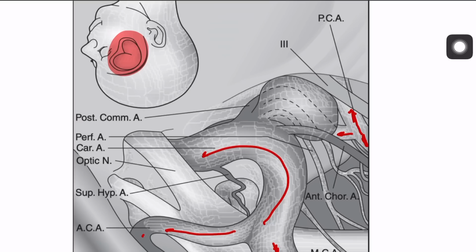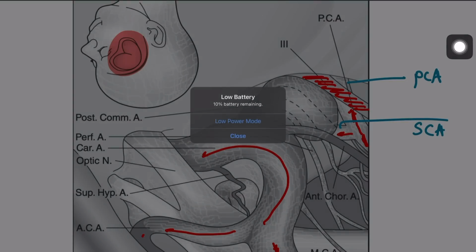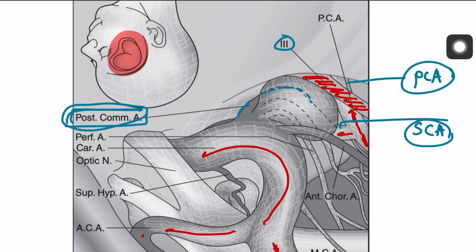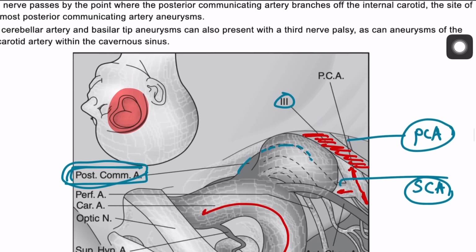So the oculomotor nerve is this one. It lies between two arteries: one above, which is the posterior cerebral artery, and one below it, which is the superior cerebellar artery. This is the PCOM, or the posterior communicating artery. It lies in there, as you can see, quite close to the third nerve. So any aneurysm in the PCA, SCA, or PCOM will lead to compression of the third cranial nerve, causing cranial nerve palsy.